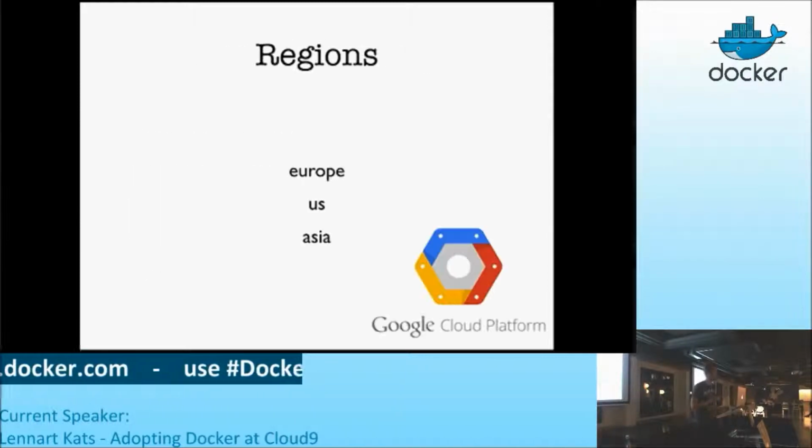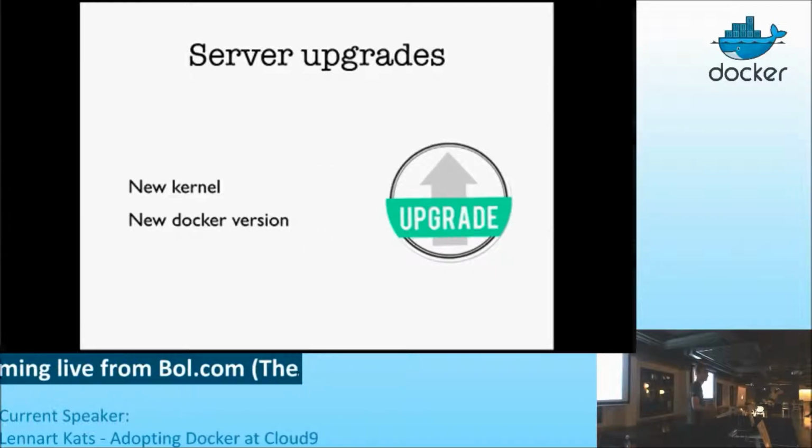Other things that we have is regions. We have users all over the world, so we have servers in Europe, US and Asia on the Google Cloud Platform, which is like the new Amazon. It's better. And we need to deal with that. We also have people that actually travel between Europe and US, and we need to make sure that their containers are moved after them. Our ping times are really important. It should be below 100, and anything above that will be unacceptable if you type in a terminal.